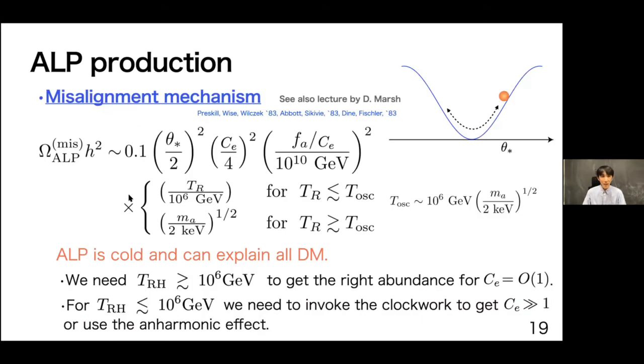And such an axion particle can be produced in various ways. So probably you learned from Dodi's lecture. For instance, the axion particle can be produced by the misalignment mechanism.